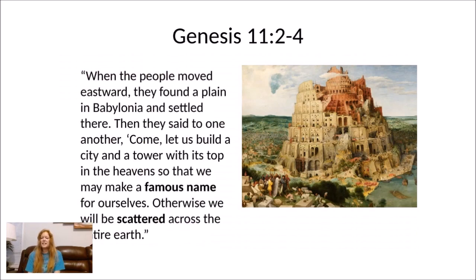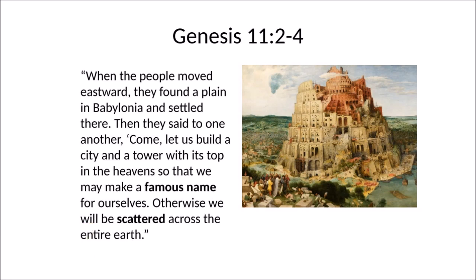Genesis 11. It says, when the people moved eastward, they found a plain in the land of Babylonia and settled there. Then they said to one another, come, let's build ourselves a city and a tower with its top in the heavens, so that we may make a famous name for ourselves. Otherwise, we will be scattered across the entire earth.